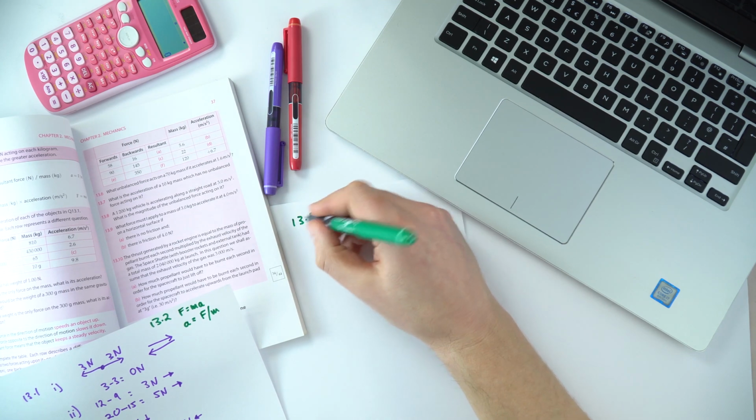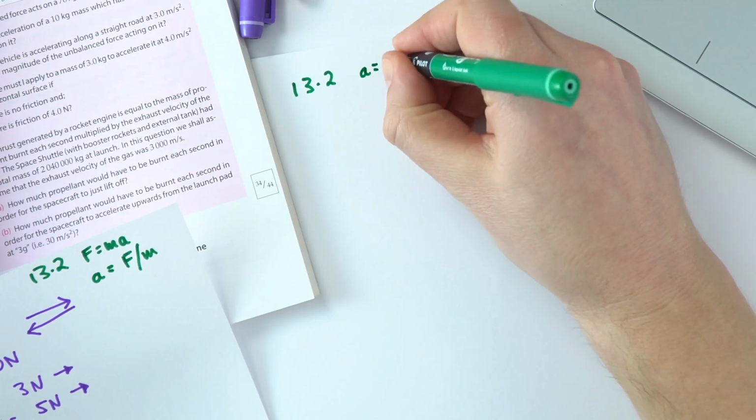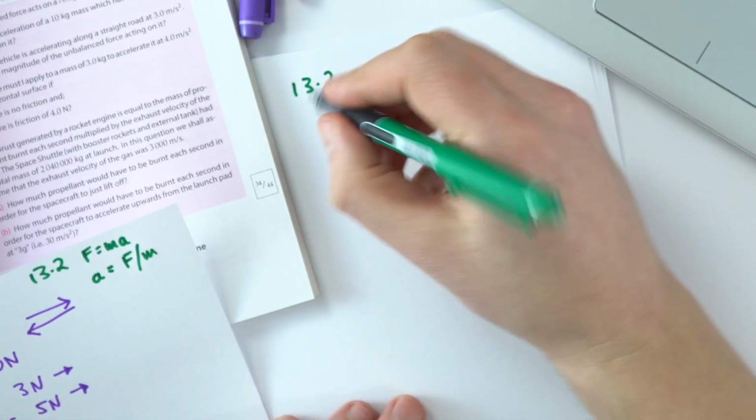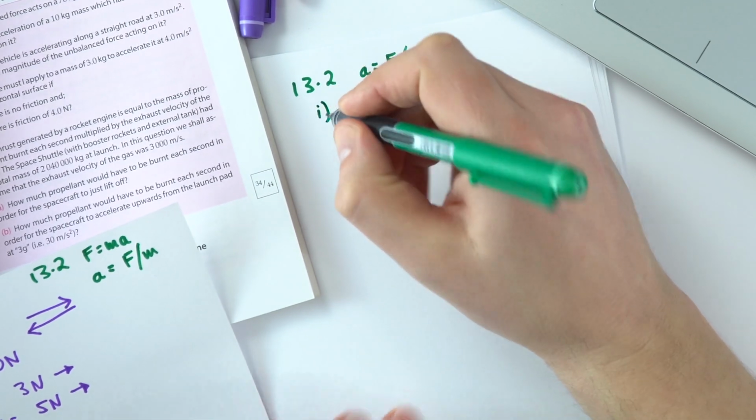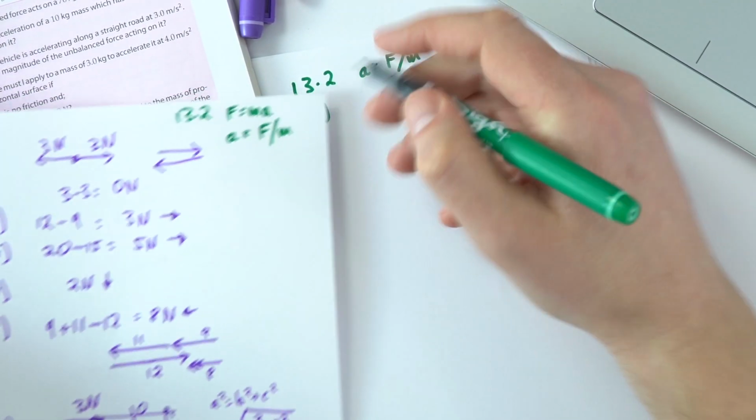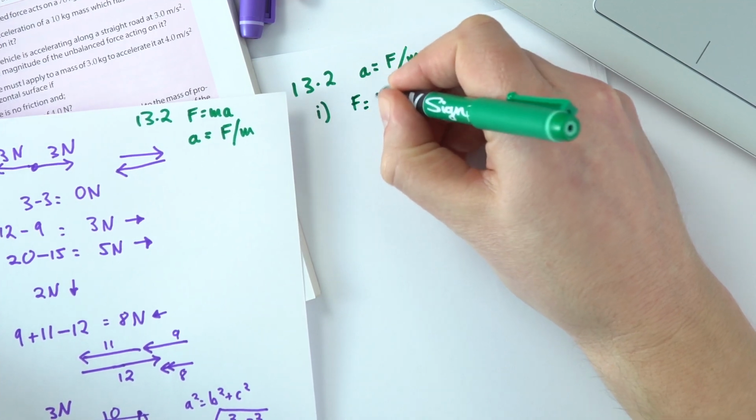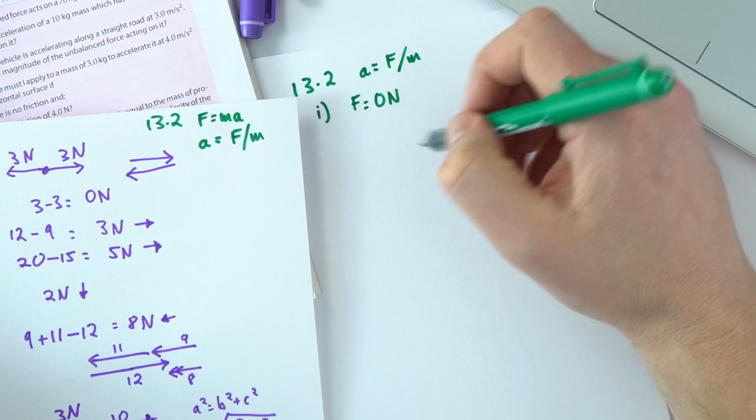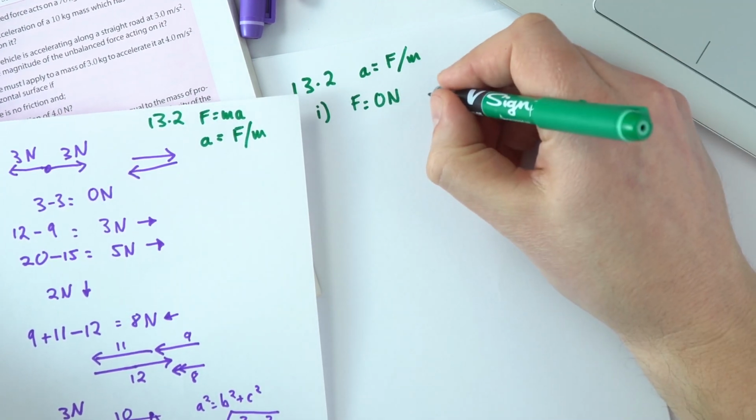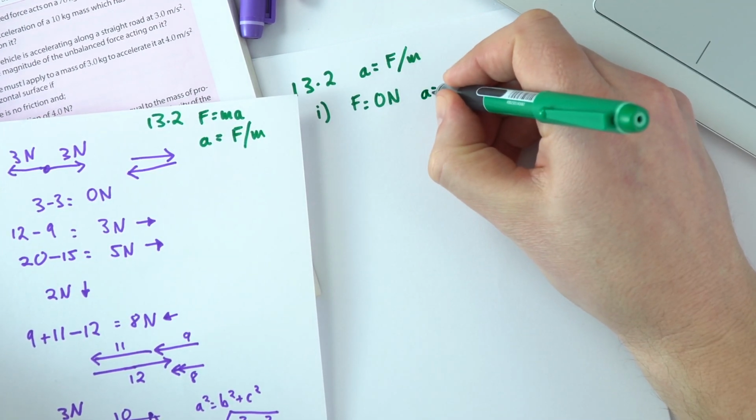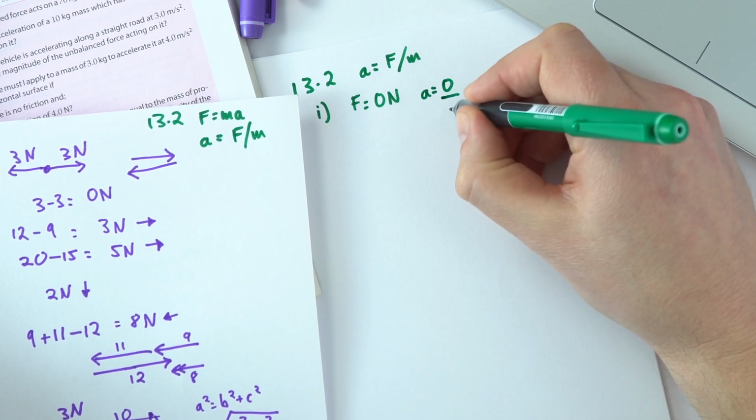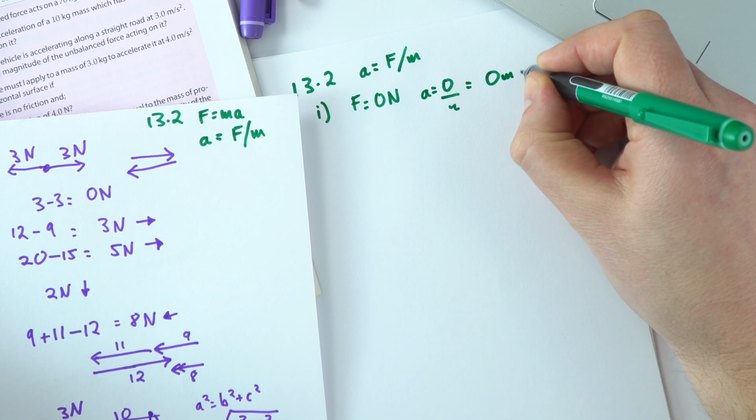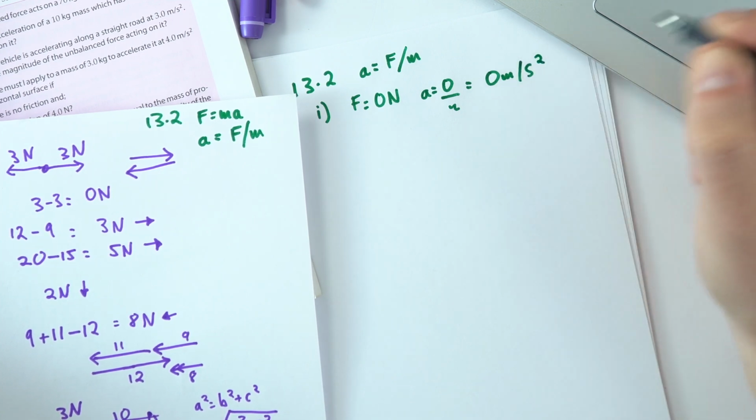So for each of these equations, we're going to say the acceleration is equal to the force divided by the mass. Now, for the first part, last time, what we had was that the resultant force is equal to 0 newtons, and we don't need to worry about the mass because 0 divided by anything is still going to be equal to 0. So for the first one, the acceleration is going to be equal to 0 divided by whatever, and that means the acceleration is going to be equal to 0 meters per second squared.